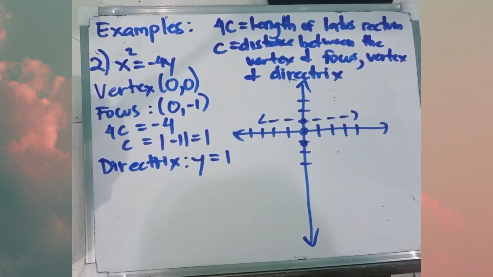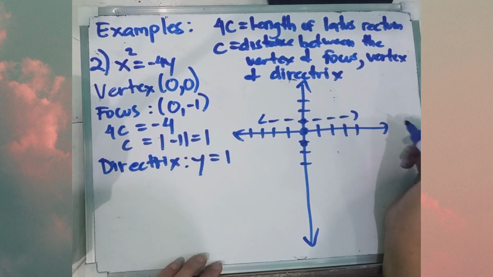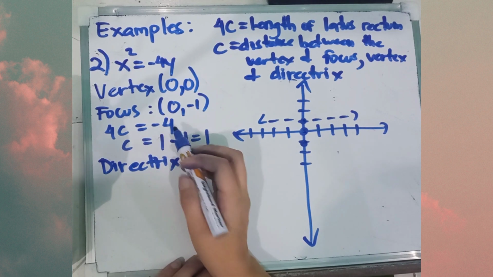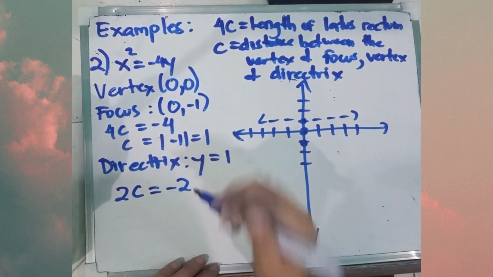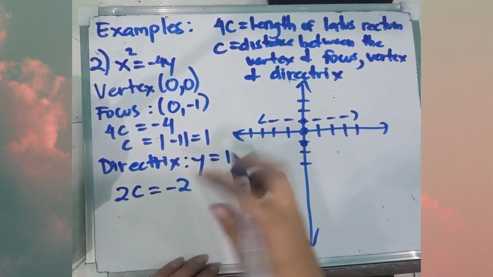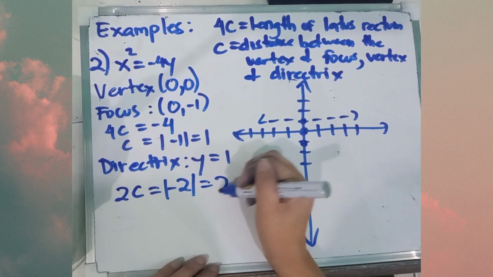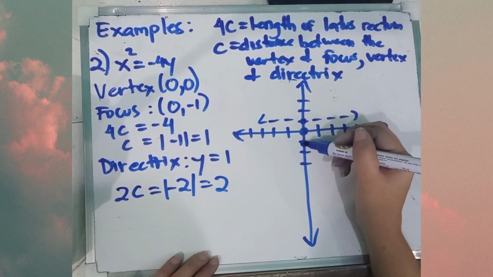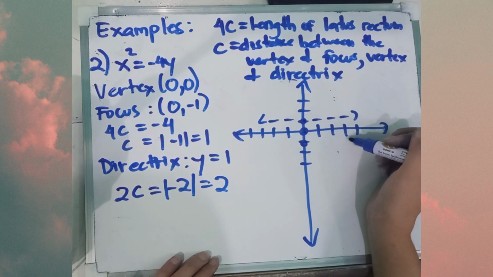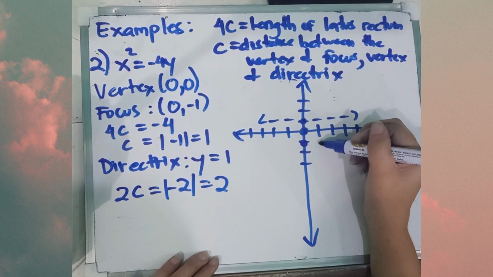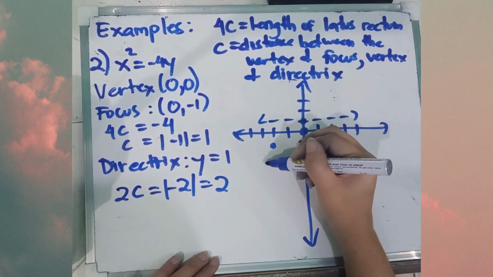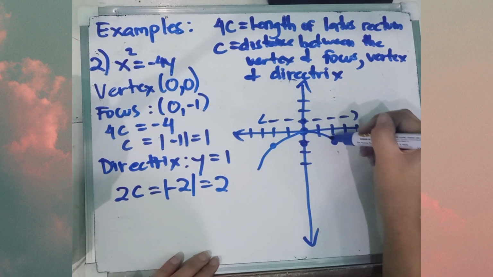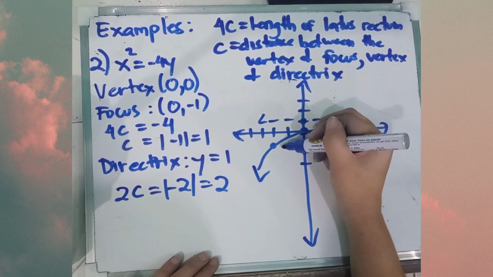Now let's determine the latus rectum in order to know the endpoints of our parabola. Since 4c is equal to negative 4, if we divide that by 2, we have 2c equal to negative 2. Again, since we're talking about distance, that should be the absolute value. From the focus, we move 2 units to the right and 2 units to the left. That's 1, 2. To the left, that's 1, 2. So if we draw our parabola, it will look like this.